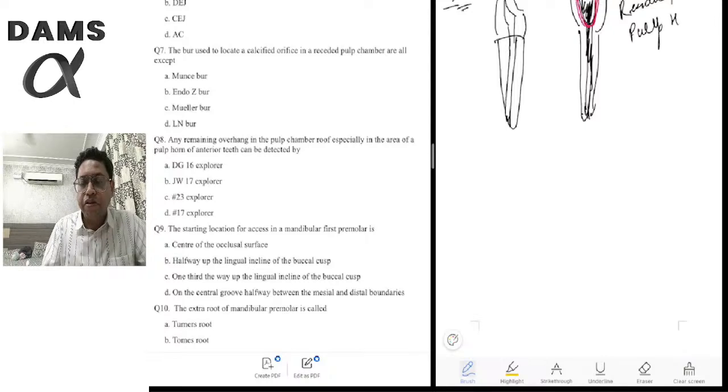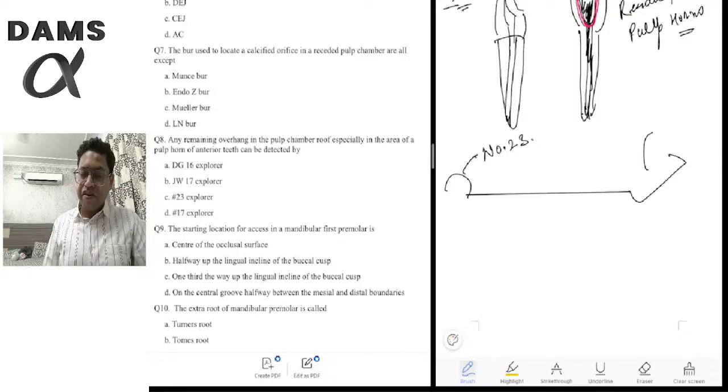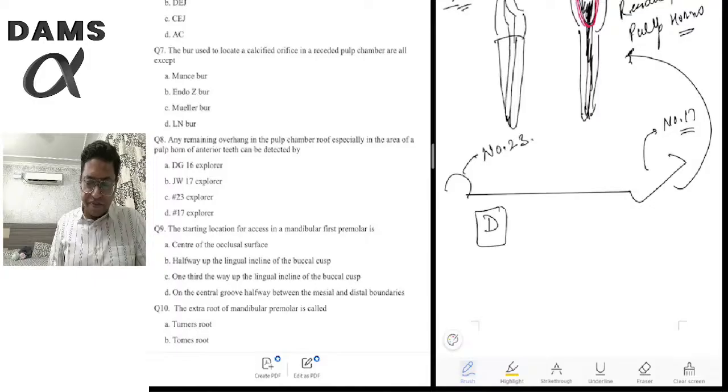Residual pulp horns are especially present in cases of anterior teeth. For this detection, we can use an explorer. Your regular explorer is there. This is the number 23 tip. All of you must have used a dental explorer, and this is the number 17 tip of the explorer. This tip of the explorer is best suited to detect these residual pulp horns. So, option D would be the answer.